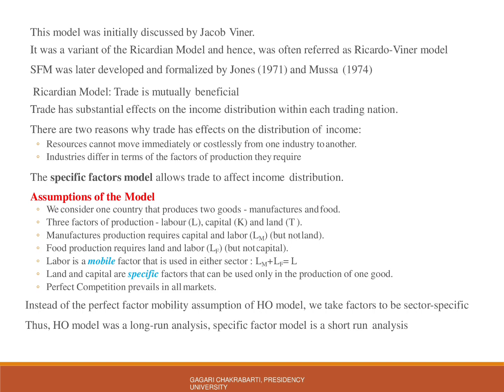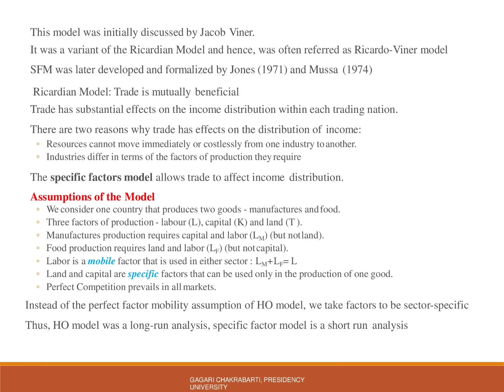Trade has substantial effects on the income distribution within each trading nation. Now, there are two reasons why trade has effects on the distribution of income. Number one, resources cannot move immediately or costlessly from one industry to another, and secondly, industries differ in terms of the factors of production that they require. The specific factor model allows trade to affect the income distribution.